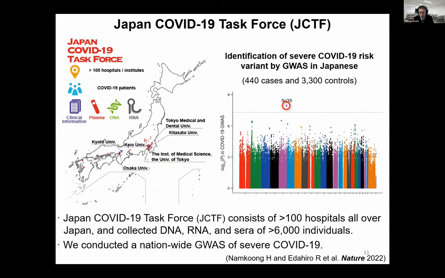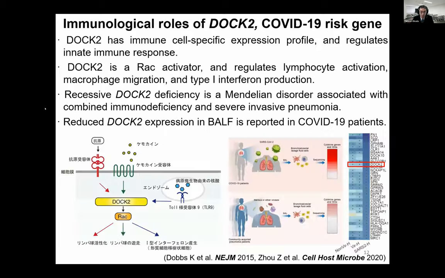And after conducting the GWAS, of course, we do not observe a signal in chromosome 3. This is absent. But we found another hit in chromosome 5, which is an Asian population specific variant. And this variant is located near DOCK2. DOCK2 is an immune cell specific expression gene, and this critically regulates innate immune cells. And this is a RAC activator regulating lymphocyte activation and type I interferon production.